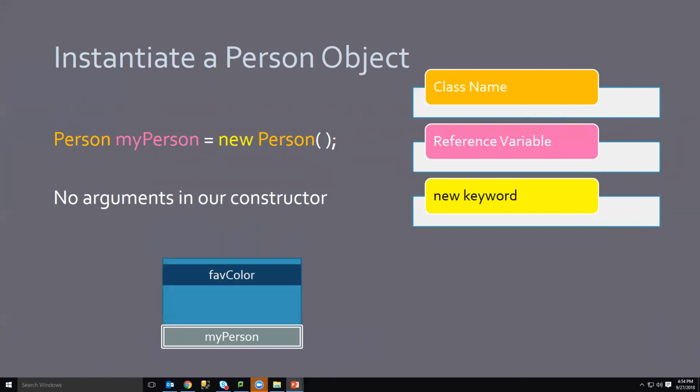So now we're going to have our my person sitting out there in memory, and it's going to have that data field of the favorite color with some sort of value. Our favorite color right now is just null. It's got nothing, because in our constructor, we don't have anything to take care of this favorite color. We didn't get any data passed to us. We had no arguments. So our favorite color is just empty.